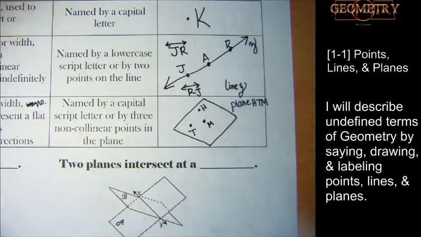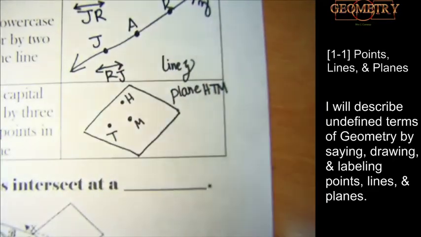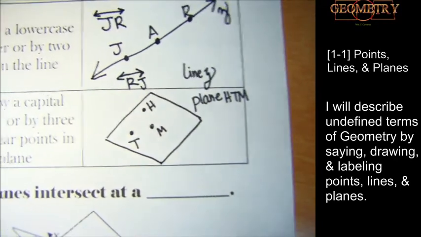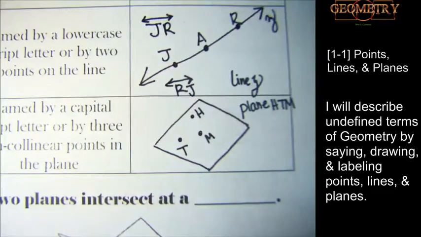This is why lines don't have 3 letters, because the planes have 3 letters. Okay? You can also name a plane with a capital script letter. So now we're doing the lowercase cursive for the line, and we're going to do the uppercase cursive for the plane.